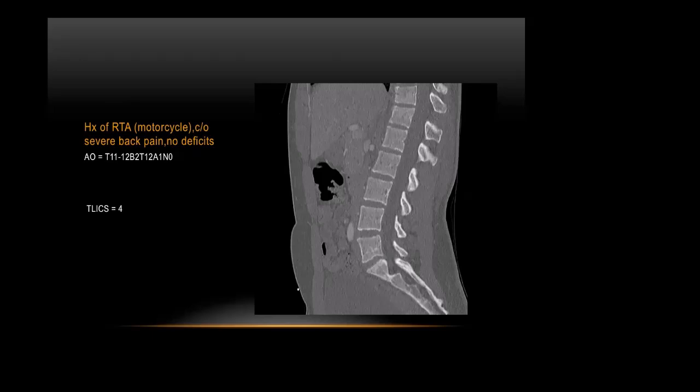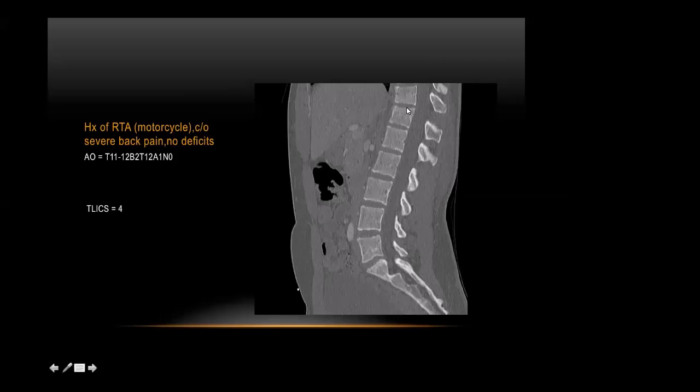So it's again showing the distraction injury at T11, T12, and there's a ligamentous disruption as well. Right. We can see there's widening of the spinal distance. Yes. And at the level of T12, there's a compression fracture, which is A1, which is stable, and there's no neurological deficit, so N0.